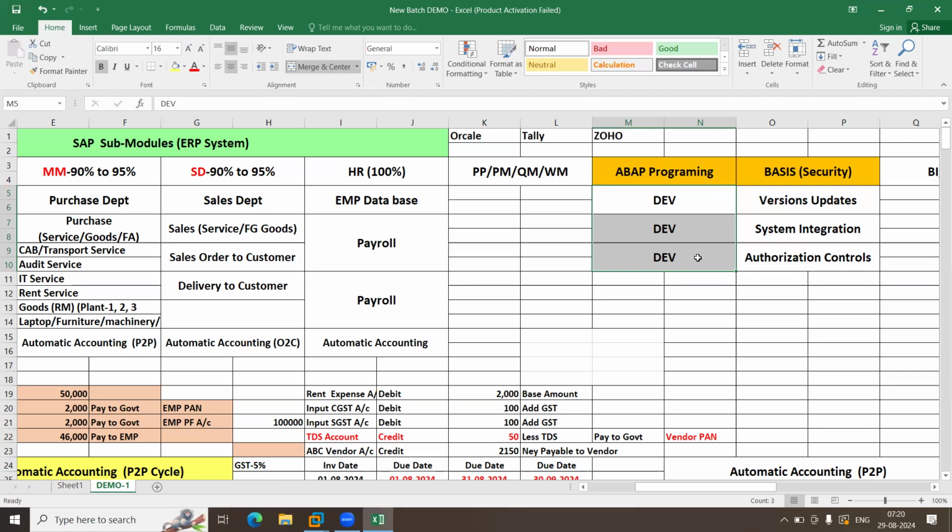Suppose there is a small requirement for some module. Suppose an organization has very few employees and most of the work is the manufacturing process. I don't require the HR module directly, but I want that functionality from the SAP component. Then something we can customize with our own developer.